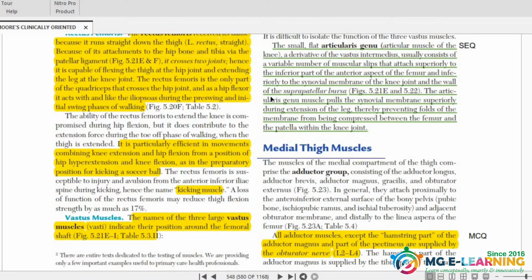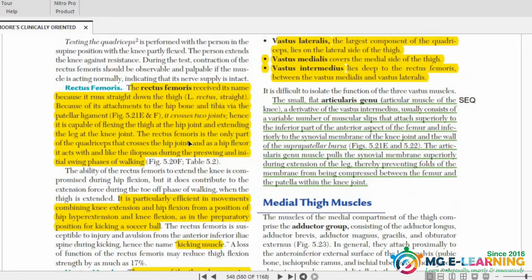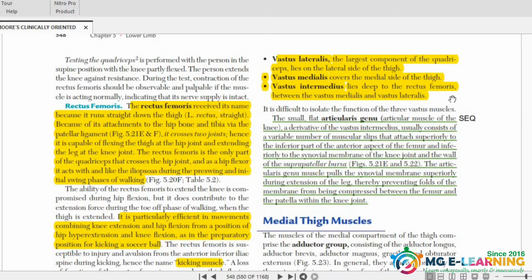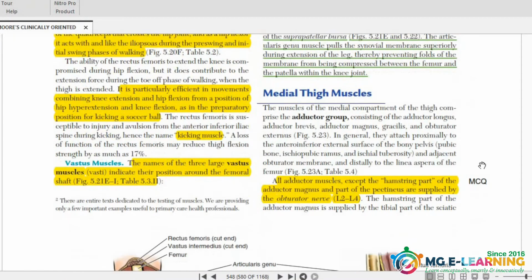And again here are some important yellow highlighted points. And this one, articularis genu, it is important from the SCQ point of view. Then we move on to the medial thigh muscles. You have to know that pectineus has a dual nerve supply. This one is important for MCQ.